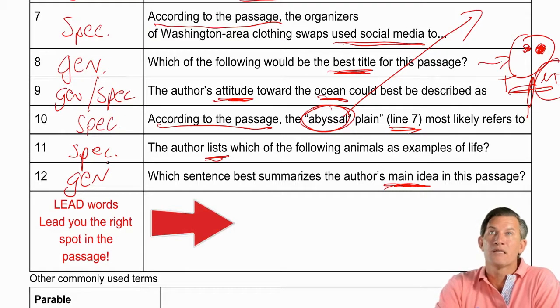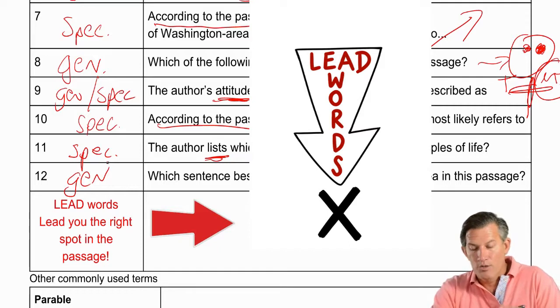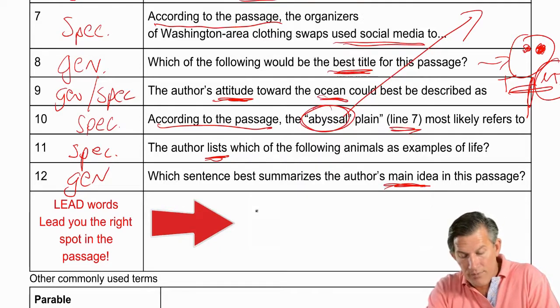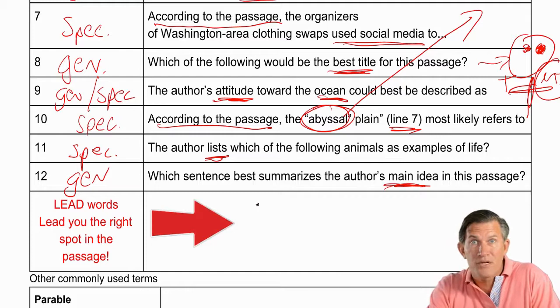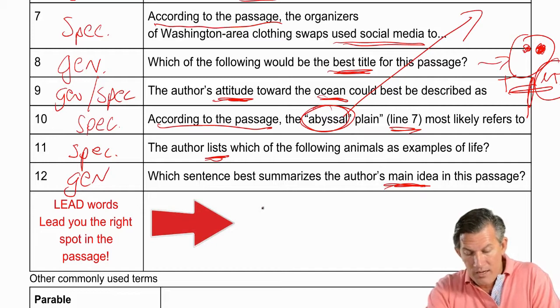Now remember, lead words will lead you to the right spot in the passage. And so what you have to do is this. Ready? When you find out that it's a specific question, my sister could never say specific and Pacific. She always got them screwed up. Okay, then I want you to look in the passage.